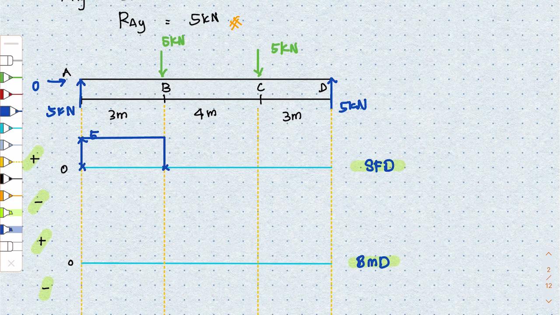And for 4 meter from B to C, there is no load at all. Then dia akan go straight. And at point C, you nampak ada 5 kilonewton going down. Meaning 0 minus 5. Sebab dia turun ke bawah, kita kena tolak. Dia become negative.